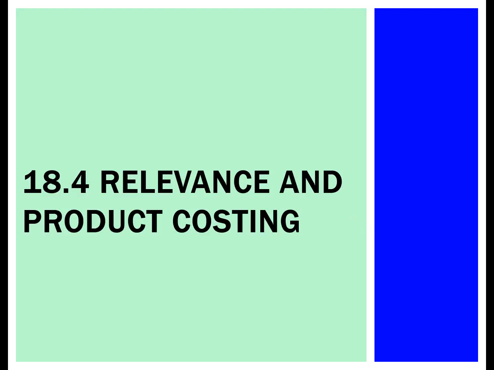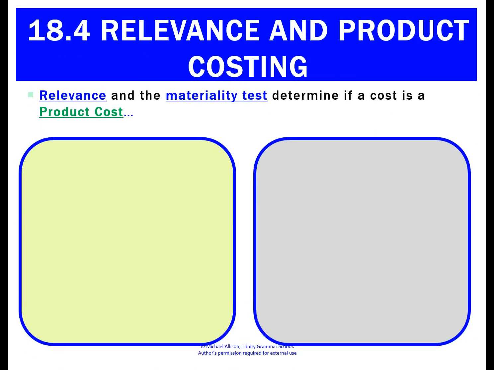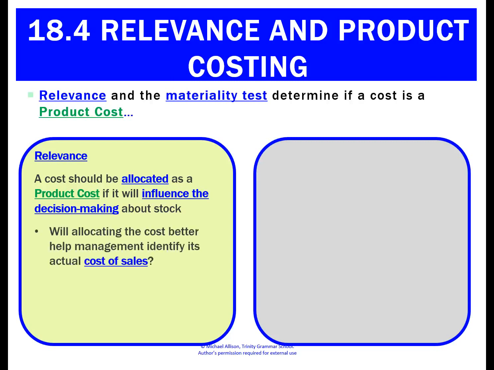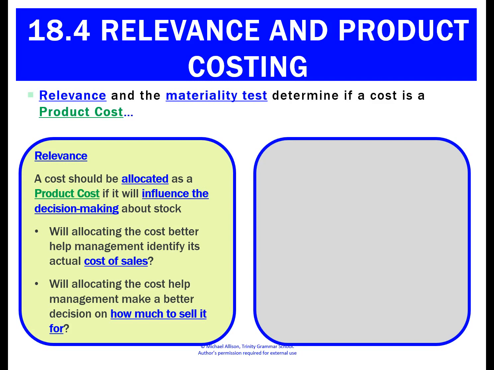Let's look at the impact of some theory on product costing, specifically the qualitative characteristic of relevance. Relevance says we should include any cost or allocate any product cost that will influence our decision making. So I guess what we want to ask ourselves with each of these costs is, will allocating the cost better help management identify the actual cost of sales?